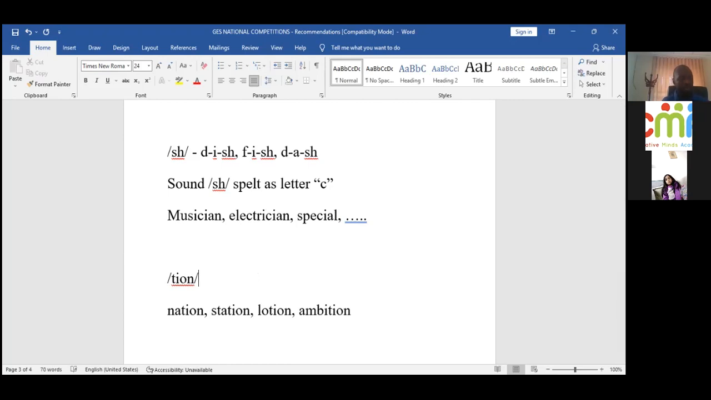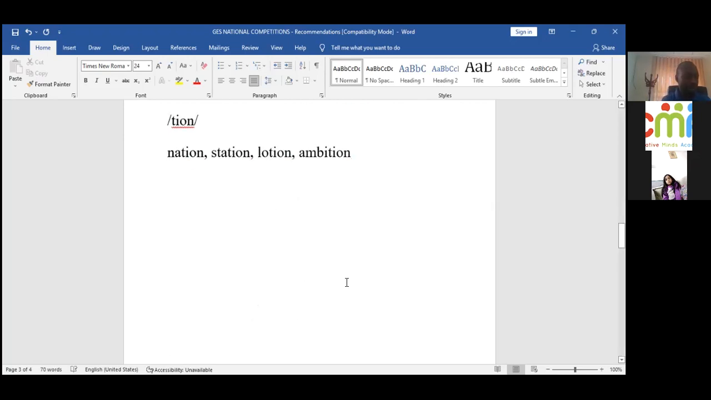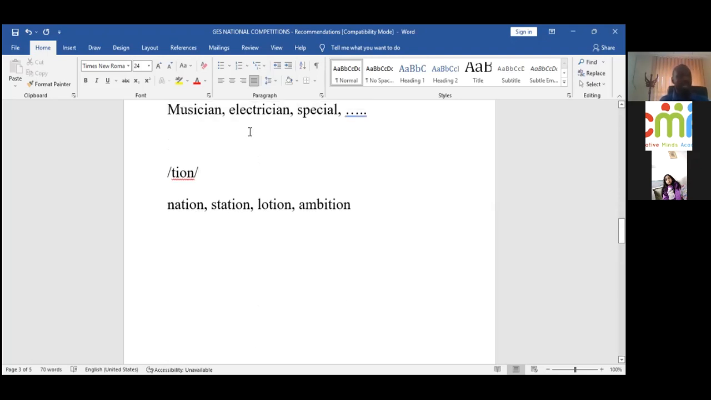And my children know that every time you find the T-I-O-N, you simply say shown. For example, nation, station, lotion, ambition. And in that way, they will learn that. However, I-O-N can also be taught as a suffix. I think this is part of the Jolly grammar, where we can add suffixes. Therefore, those are the two ways you can teach this to your children.